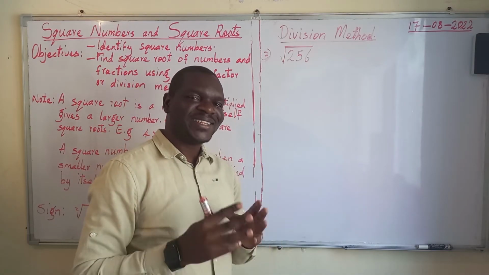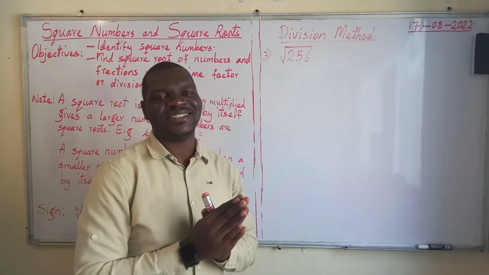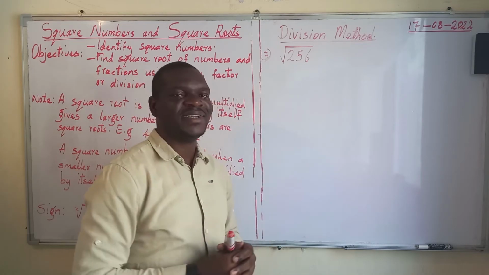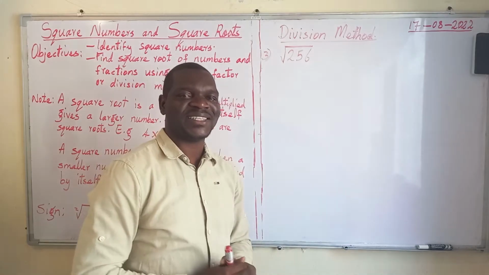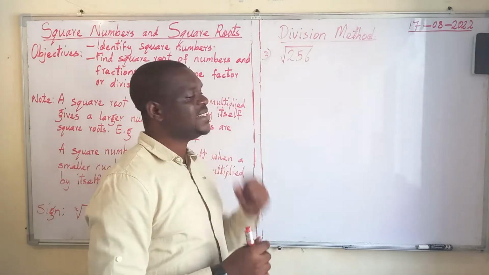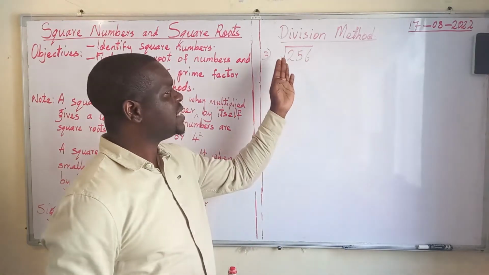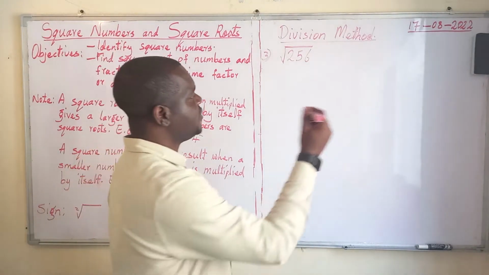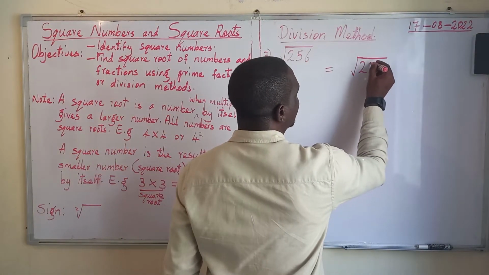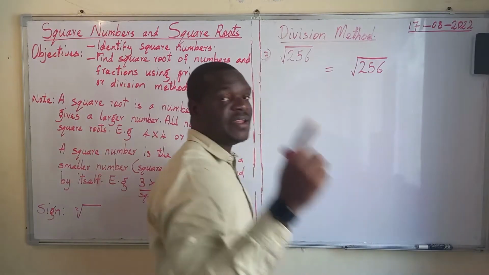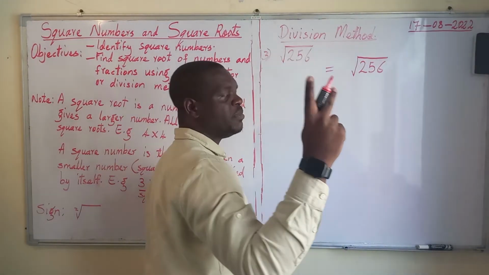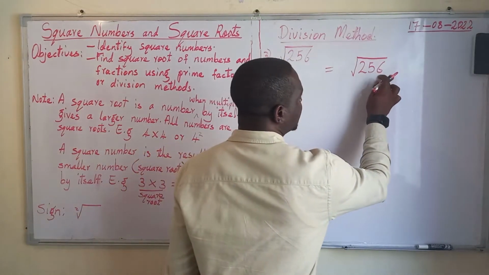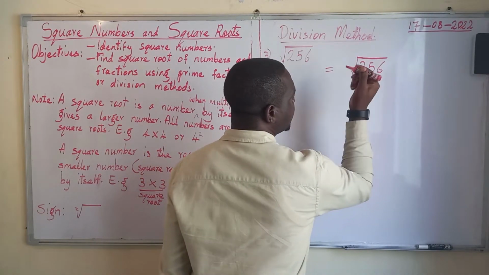I'll call on you at this level to pay close attention, because at this level there is a little bit of technique, but it's very easy to understand if you are attentive. So what do we do as far as this is concerned? We can rewrite it out, 256. The first step is to count from right to left, 2 numbers, and separate with a comma.